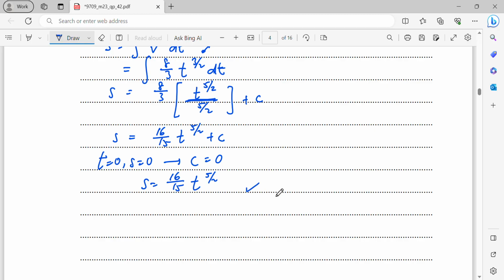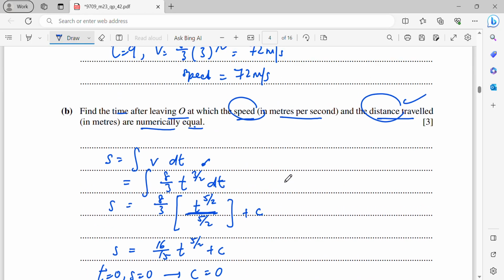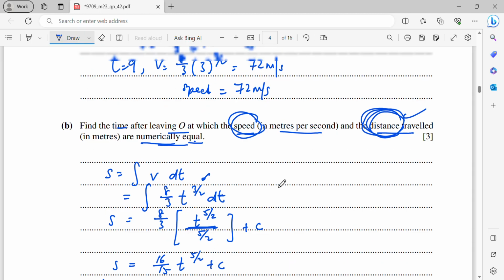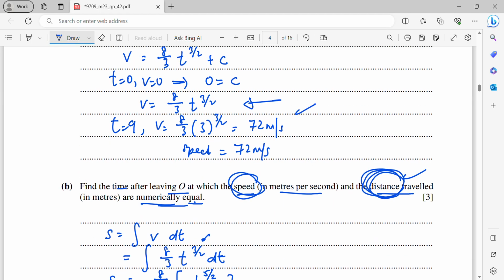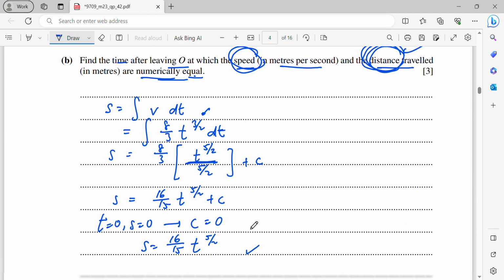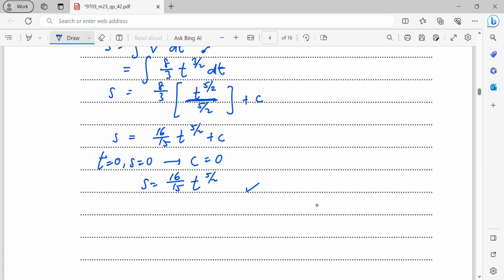So this is the expression for the displacement. Now, we know that distance is the scalar of displacement because displacement is the vector. It's given that the speed and the distance are numerically equal. So now I will just copy this v. I will write v equals s, because they are numerically equal.